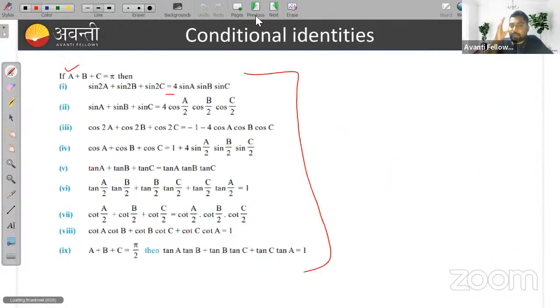Okay. So these are some conditional identities you have to remember. Just take a screenshot of this slide, please, everyone. You need to remember all these identities.